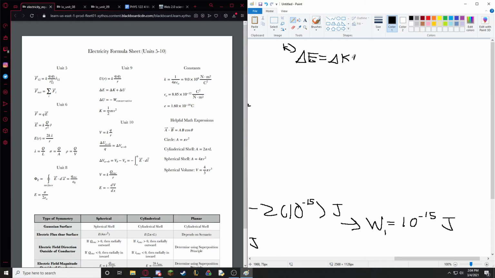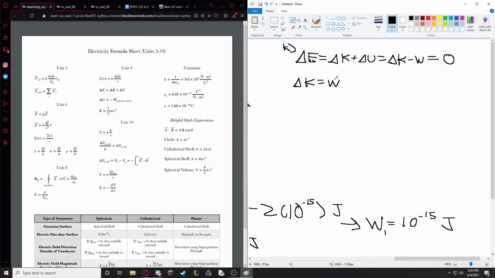Our total change in energy, delta E, is equal to delta K, our change in kinetic energy, plus delta U, which we know is delta K minus our work. And we know that has to equal 0. Our total energy change is 0. So then delta K is equal to the work done on the electron. The work is the change in kinetic energy. You guys might remember that from Physics 121.